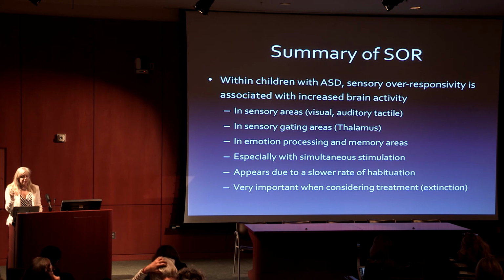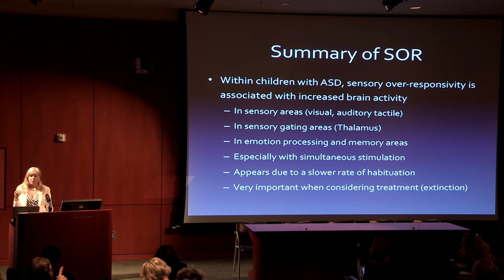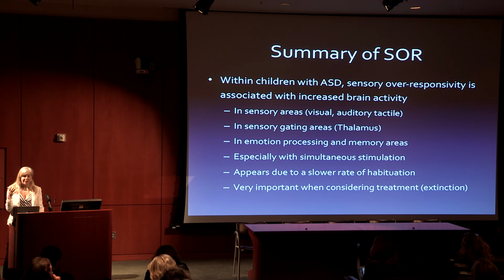So in summary of this section, within children who have ASD, sensory overresponsivity is associated with increased brain activity in these sensory areas, in these sensory gating areas, in emotion processing and memory centers, and it's especially strong when there's simultaneous stimuli. It appears to be due to a slower rate of habituation, and I would point out that this is very important when you consider what kind of treatments you would give to kids who have high anxiety and high sensory arousal, because what is our major treatment of anxiety? It's exposure with the assumption of habituation. Well, if you have a group of children who are not habituating, then that exposure may not only not help, but it may actually make the situation worse.